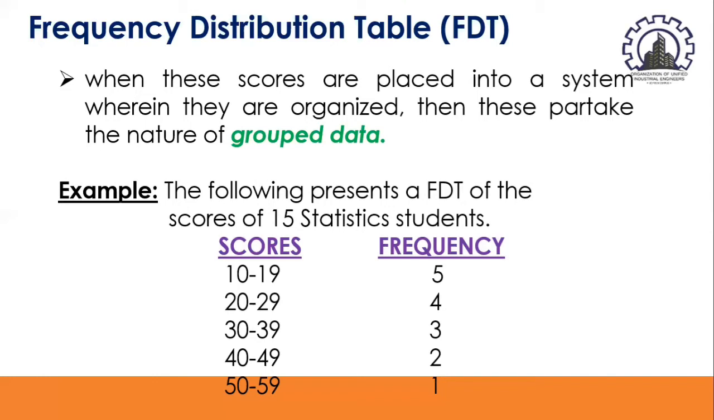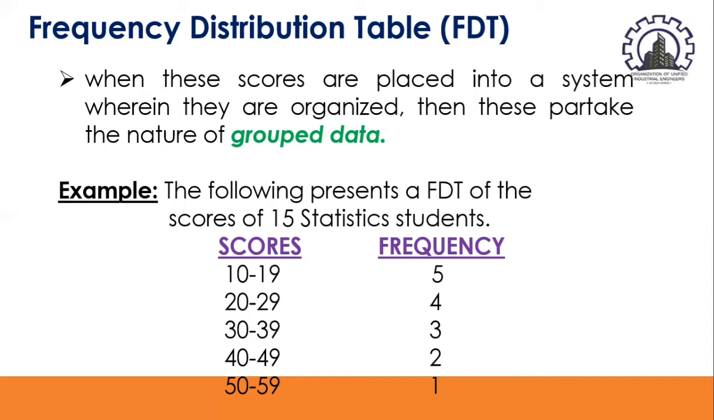So for example, as you can see in our sample frequency distribution table, in our first column you have the scores, and second, you have the frequency. As you can see, for those who got a score from 10 to 19, there are 5 students.